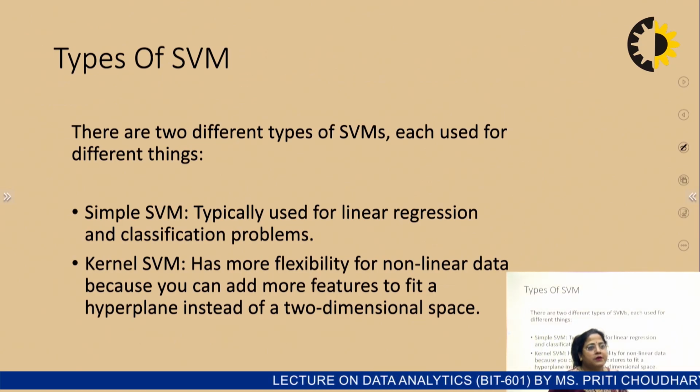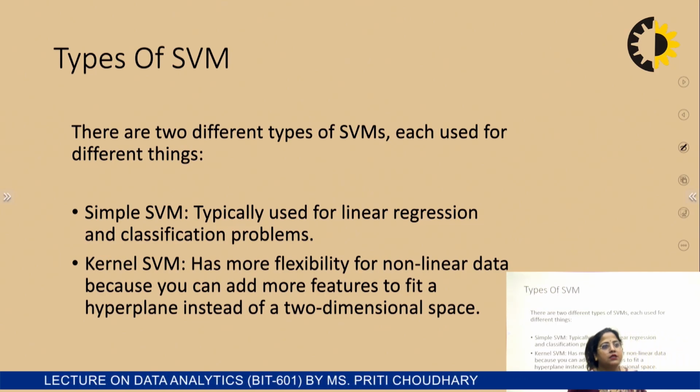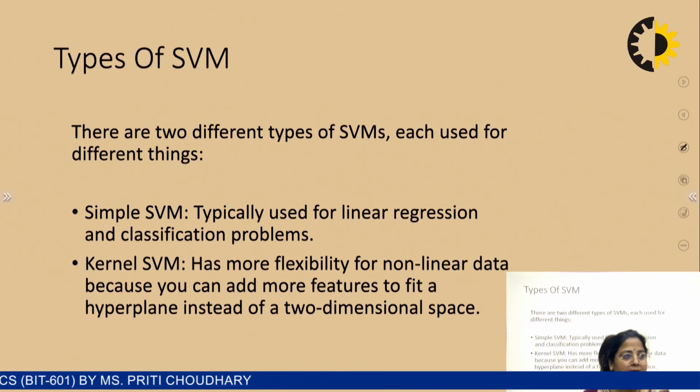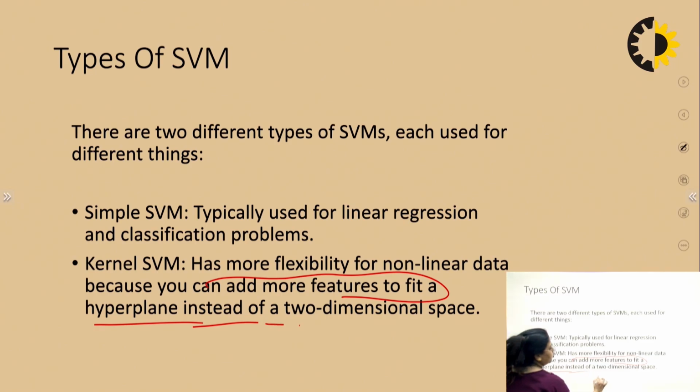Now, types of SVM. There are two types of SVM used in different things. The first one is the simple SVM, and the second one is kernel SVM. Simple SVM is basically used for linear regression and classification problems. The second one is the kernel SVM. Kernel SVM has more flexibility for non-linear data, because you can add more features to fit the data. You create the hyperplane instead of the two-dimension data.